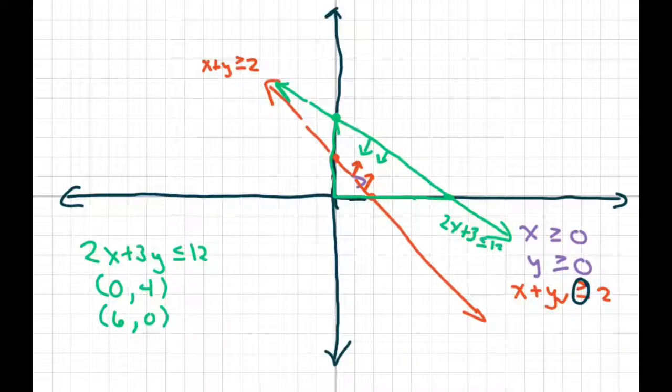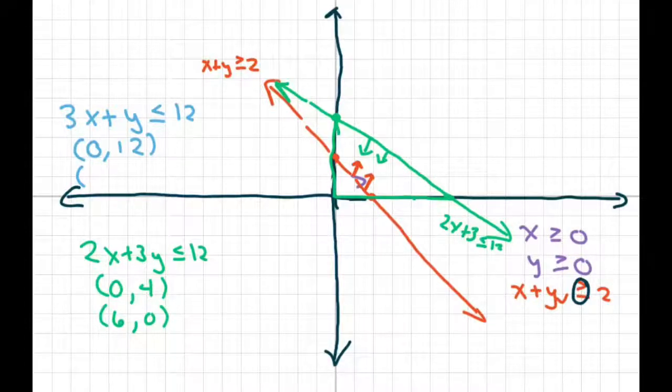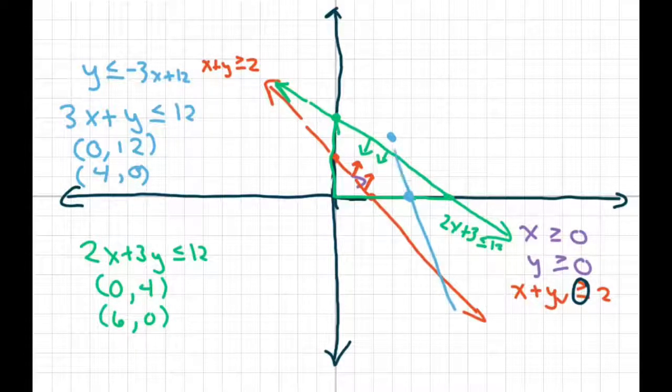And that one was 3x plus y is less than or equal to 12. So when x is 0, y is 12. And when y is 0, x is 4. Let me go to 4 here. 1, 2, 3, 4. I don't have a 12 here, but I know my slope is negative. If I rewrite this, you get y is less than or equal to negative 3x plus 12. So I'm just going to go up 3 over 1 because I don't have a 12. So here we go. I'm going to graph this right in there. Okay. And this is also less than, so we're shading down.